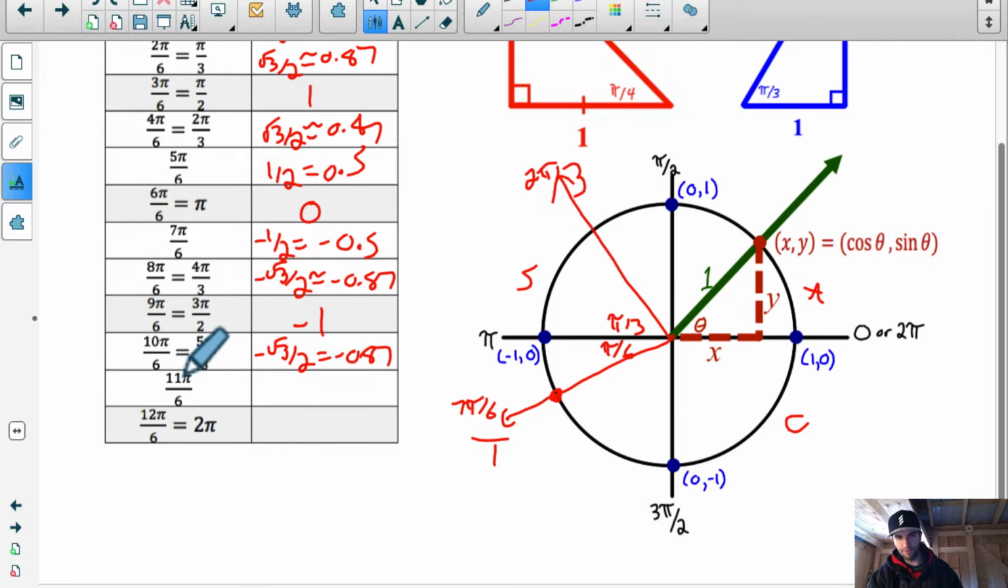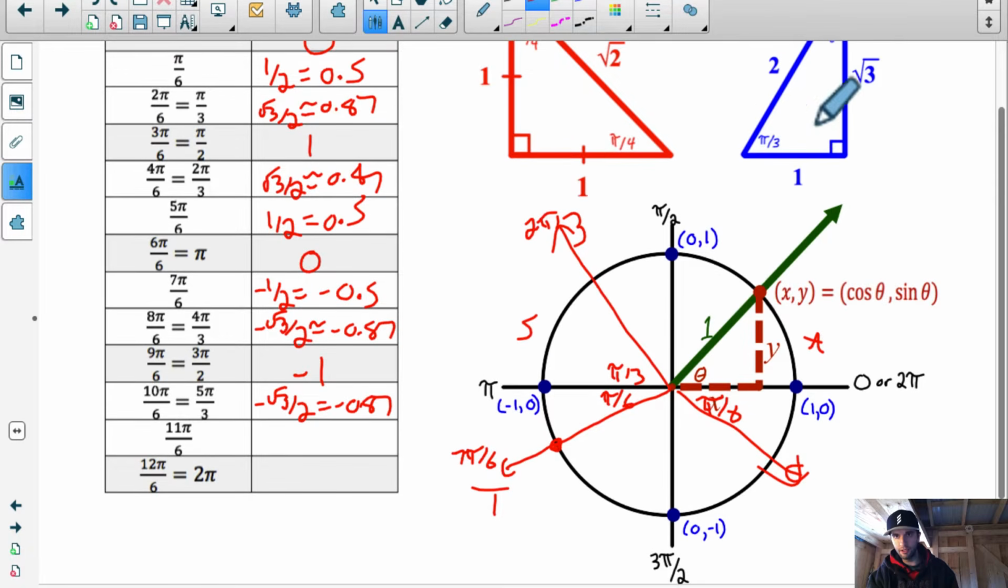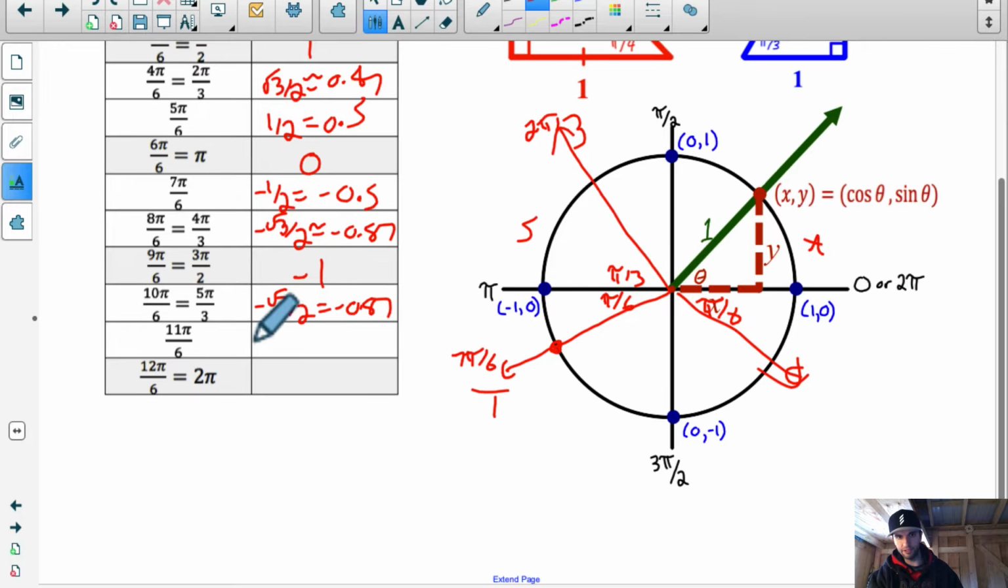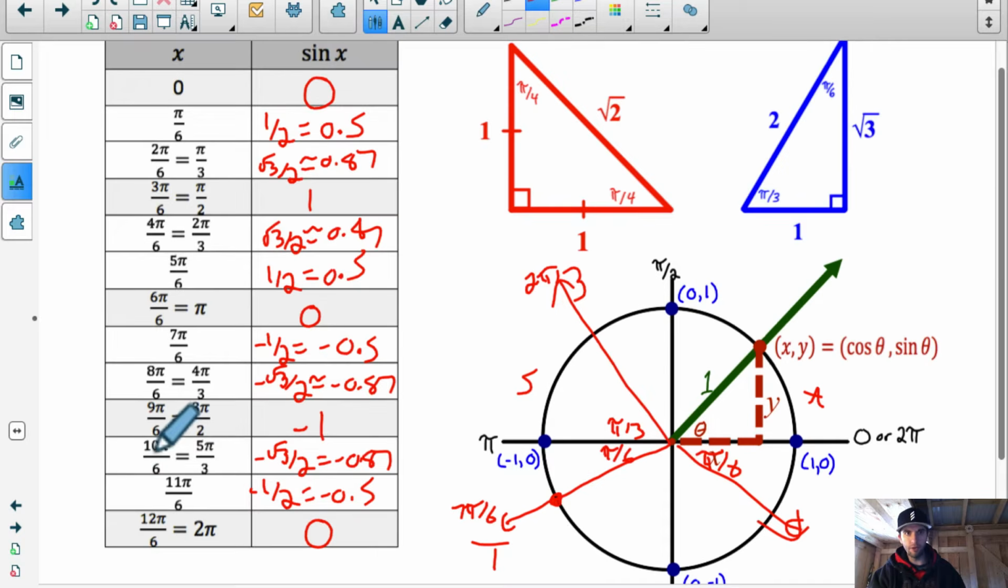And then sine of 11 pi over 6 is going to be equal to negative sine pi over 6, right? Because 11 pi over 6 is about here, reference angle pi over 6. So sine of pi over 6 is a half, so sine of 11 pi over 6 is negative a half. And sine of 2 pi, the y-coordinate is 0.